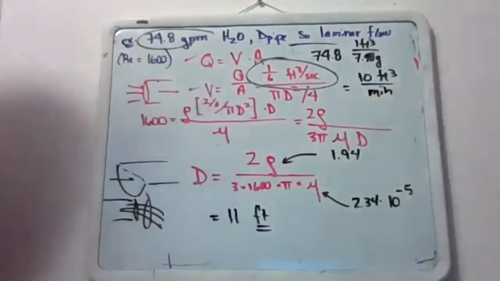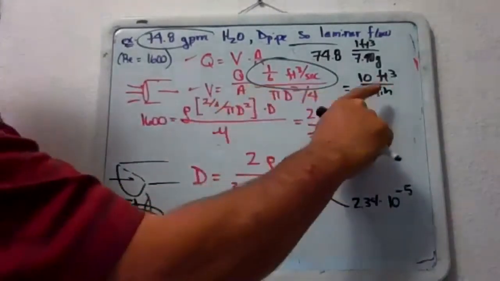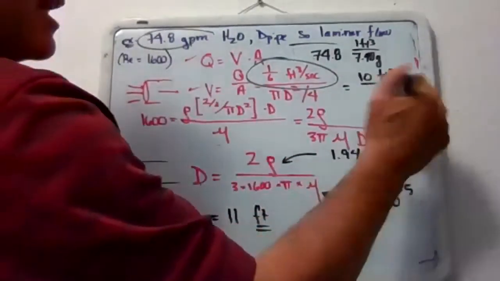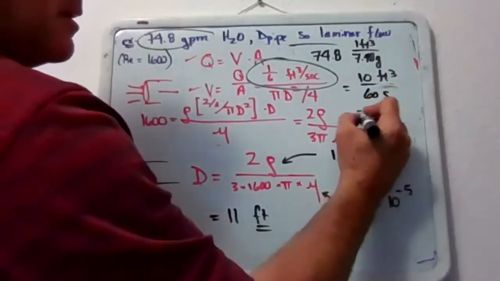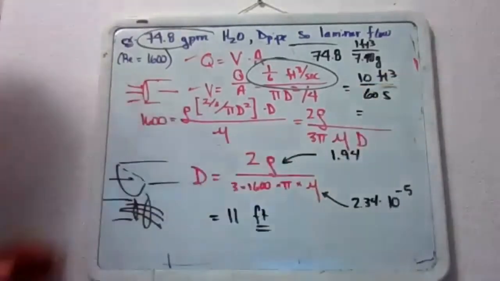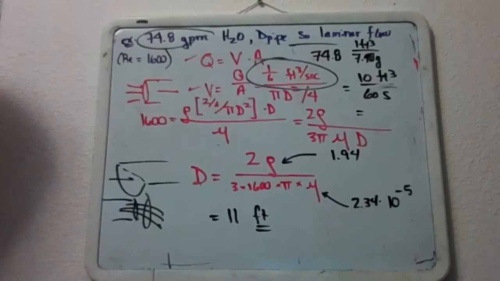And then we want to fill it in cubic feet per second. So a minute is 60 seconds. So then 10 over 60 turns out to be 1/6. Got you. Okay.